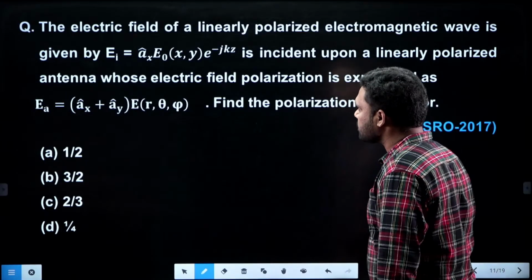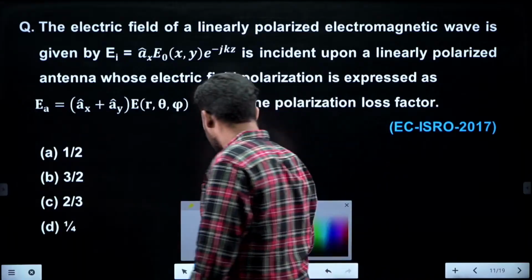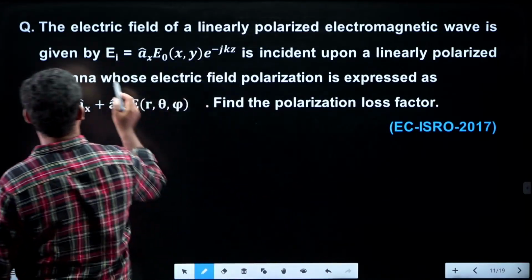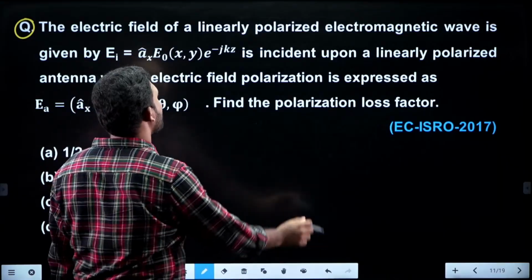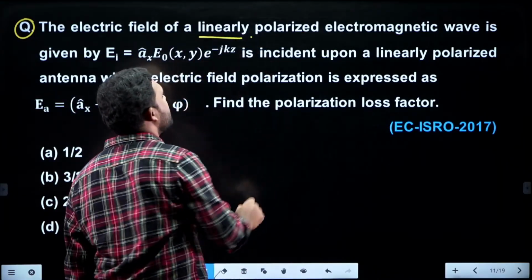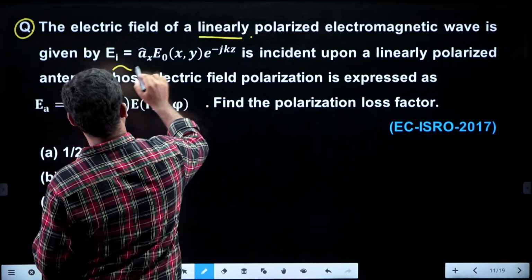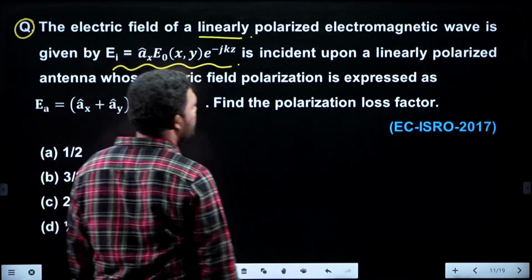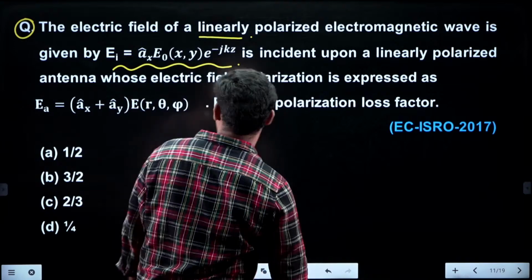Anyhow, here is a question, guys. This is on the antenna parameters. The electric field of a linearly polarized electromagnetic wave, in the question itself it is mentioned that it is linearly polarized, is given by this one, and is incident upon a linearly polarized antenna whose electric field polarization expression is given by like this.